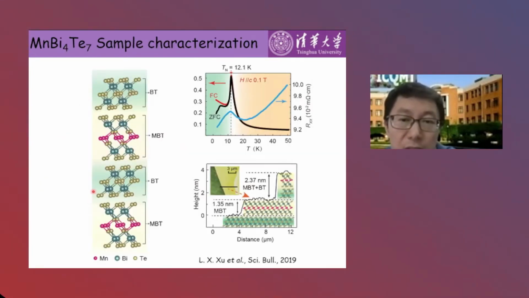We also measured the 147 system. It can be seen as inserting a bismuth telluride layer between two manganese bismuth telluride layers. The sample shows antiferromagnetic ordering transition near 12 Kelvin, and it enters a ferromagnetic-like state below 5 Kelvin. Due to the van der Waals coupling between different layers, there exist different sample terminations after cleavage. We can see this here from the atomic force microscopy topography.